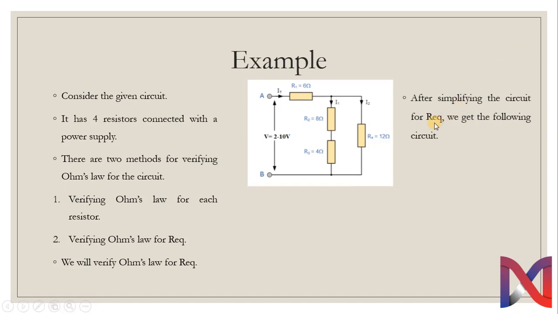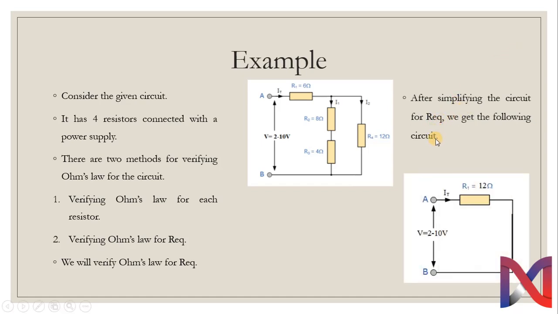After simplifying the circuit for R equivalent, we get the following circuit. We get the resistance to be 12 ohm. As you know that these two resistors are connected in series, so its R equivalent will be 12 ohm. This will be in parallel with this resistor of 12 ohm. So here we will get 6 ohms. Now when 6 ohms is added together with 6 ohm, we get 12 ohm. So this is the final circuit for which we will verify Ohm's law. We will apply voltages from 2 volts till 10 volts and see the current drop for this equivalent resistance.